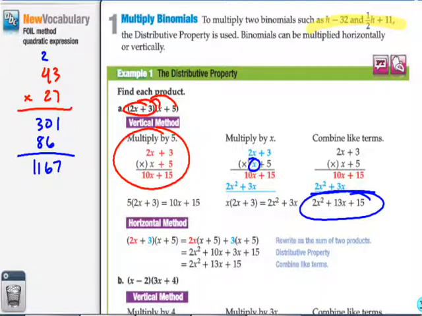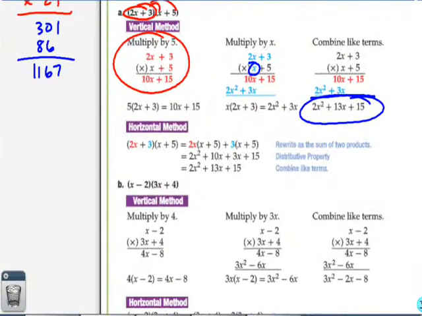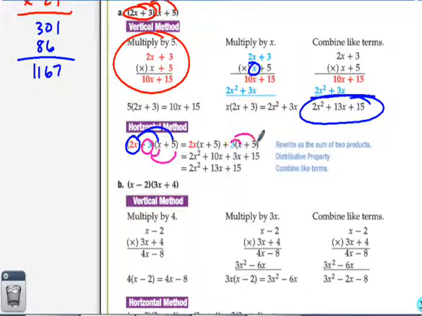We can also do it horizontally. I would not suggest that, but if you want to, it's not bad to understand it. Basically, we take 2x and multiply that by both terms, and then we also take the 3 and multiply that by both terms, which is what happened here. Right here in the middle we have our like terms, and then we add everything up. Now, that horizontal method we're going to come back to in a little bit, because it looks a lot like what FOIL really is. I want to show you something else. So let's take a look.